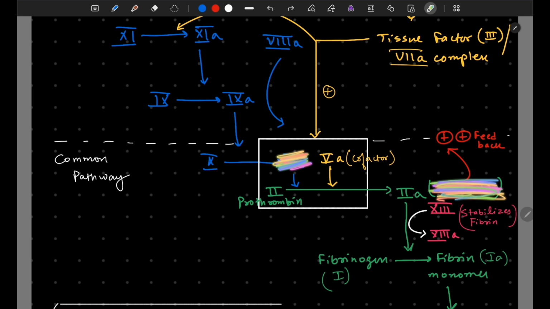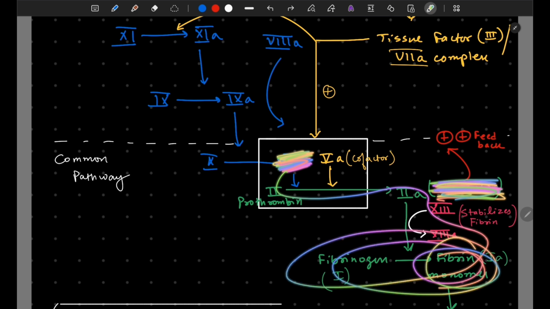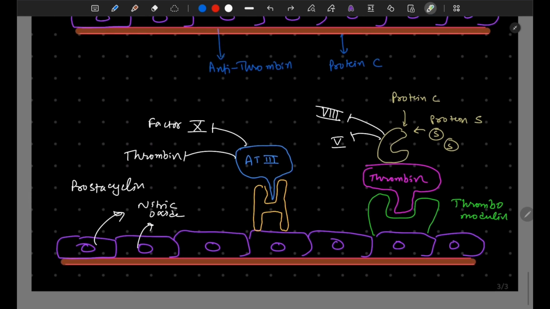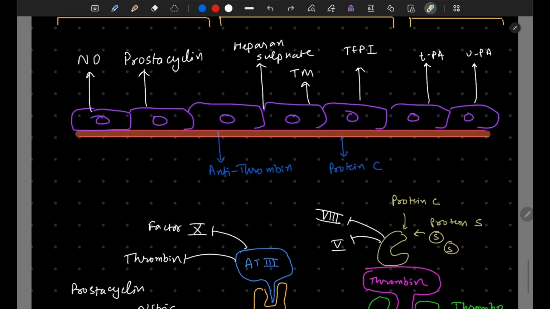And if these two factors get inactivated, most of the pathway leading to the production of fibrin and clot gets inhibited. So we have to keep in mind that this heparan sulfate is a molecule which leads to inactivation of factor 10 and factor 2A. Now, this TM is thrombomodulin.